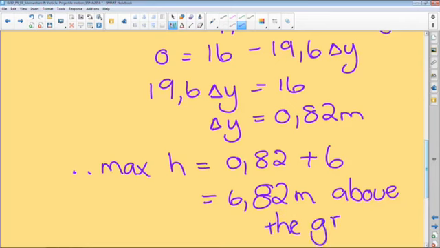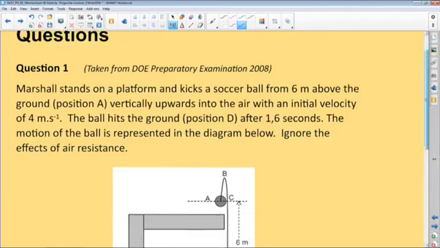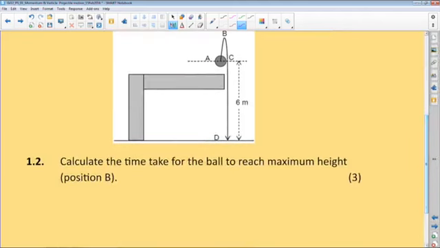So number 1 done. Let's look at number 2. We've got the same question, and now it says to us, calculate the time taken to reach the maximum height. Well, we know that my maximum height was 0,82 meters from A to B. They just want to know how long it takes to get up there.